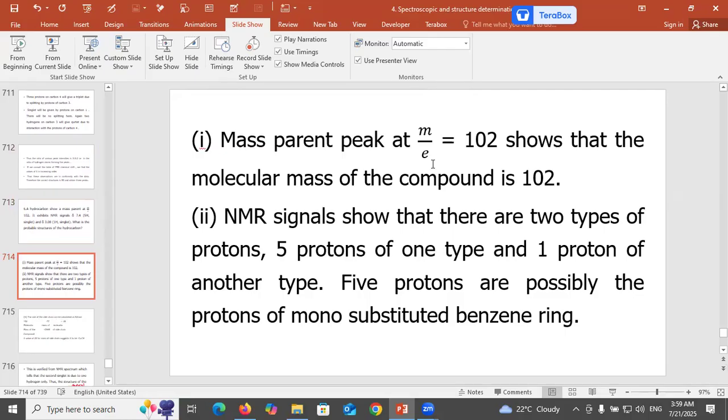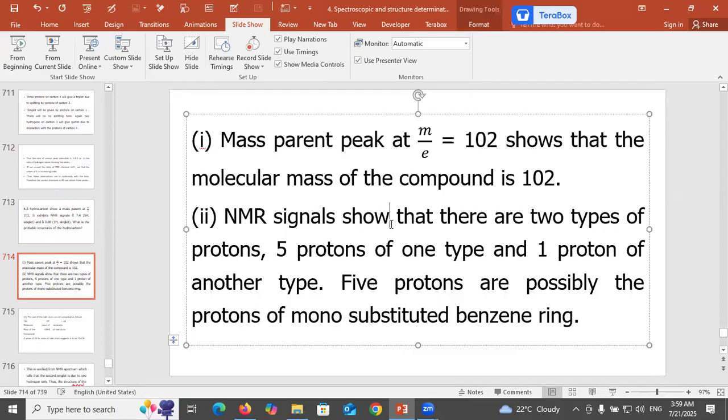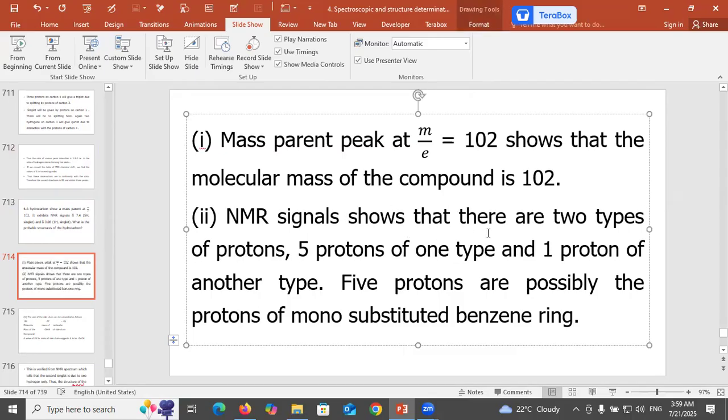The mass parent peak at m/e 102 shows that the molecular mass of the compound is 102. NMR signals show that there are two types of protons, 5 protons of one type and 1 proton of another type. The 5 protons are possibly the protons of a monosubstituted benzene ring.